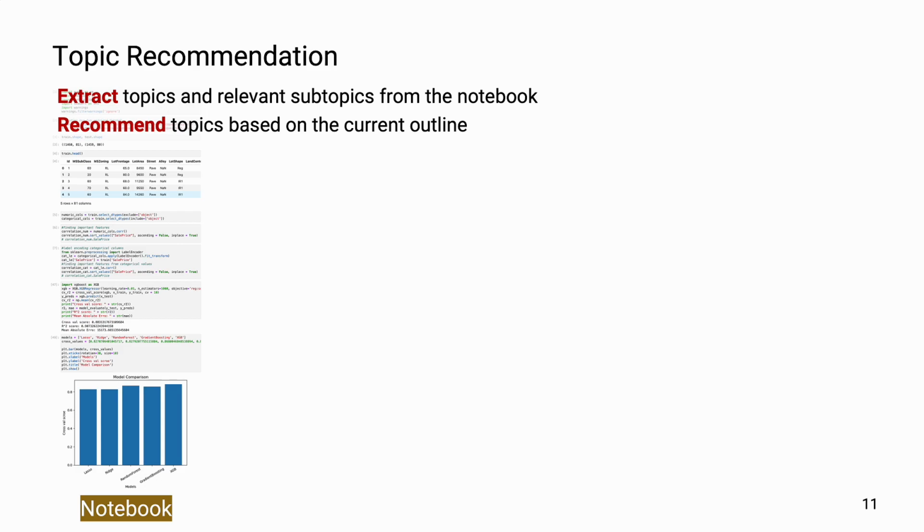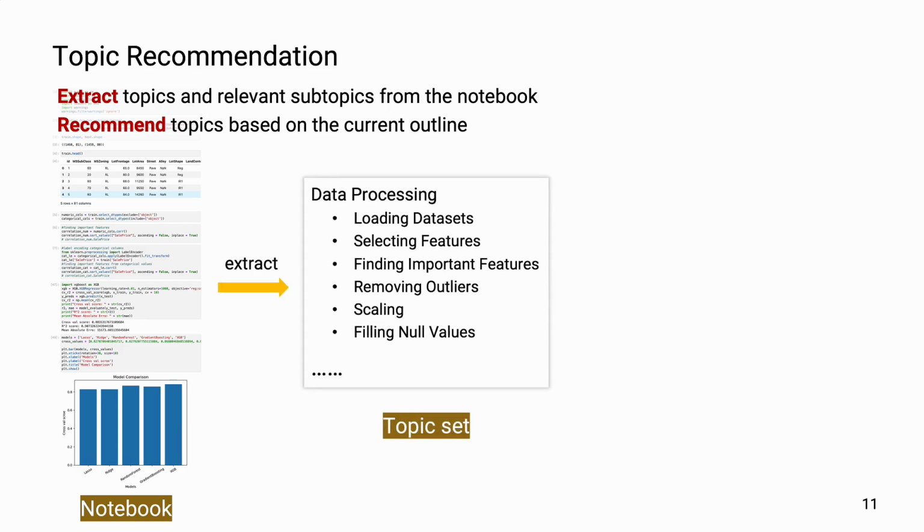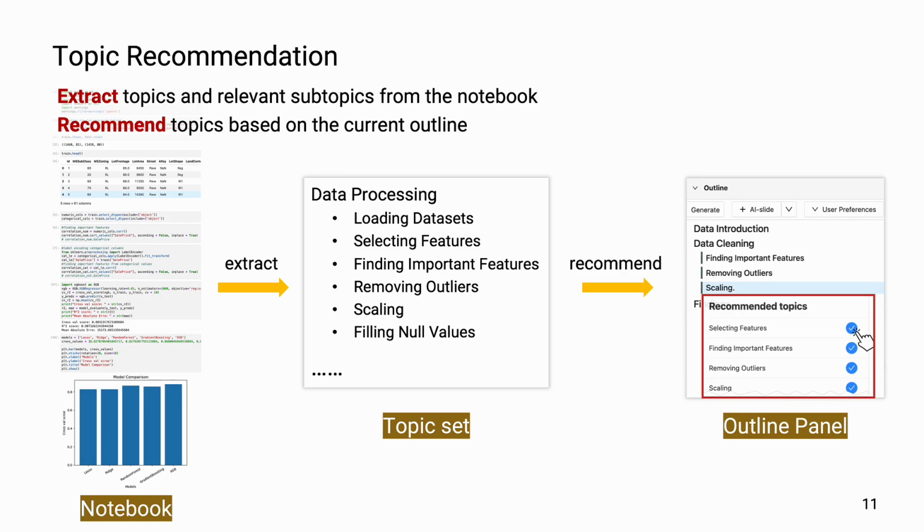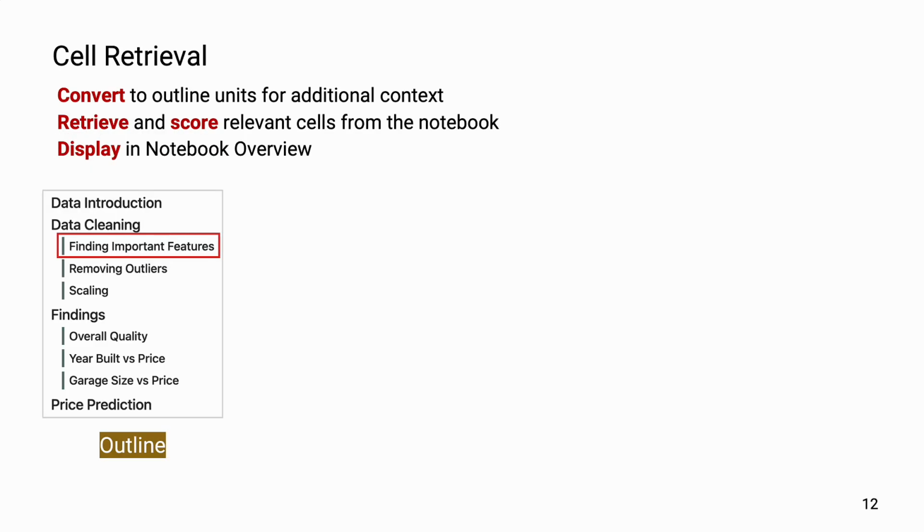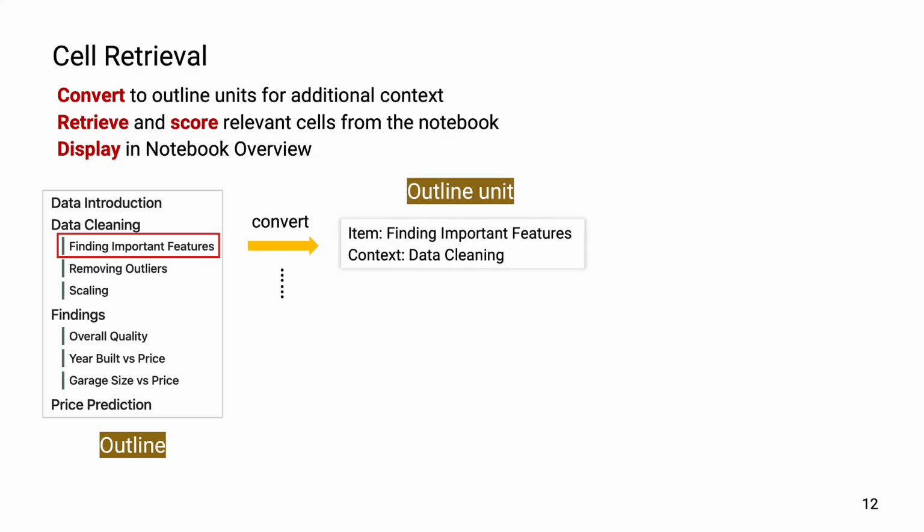Regarding topic recommendation, we first extract topics and relevant subtopics from the notebook as the candidate topic set. Subsequently, when requested by the user in Outline Panel, we leverage the current outline and the candidate topic set to provide tailored topic suggestions. When it comes to cell retrieval, we begin by converting outline items into outline units to provide additional context for precise mapping.